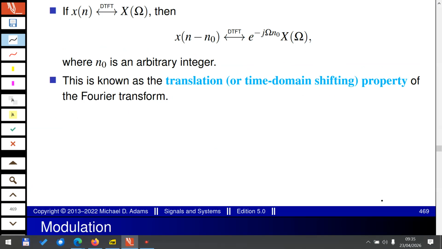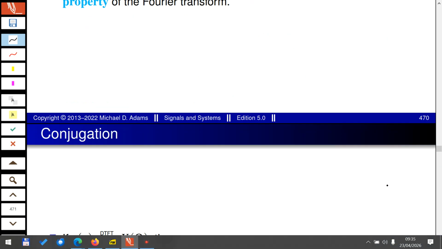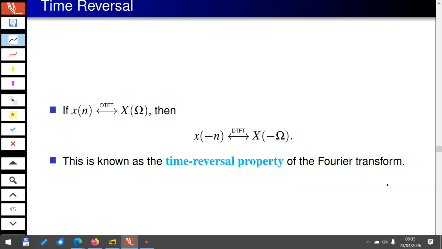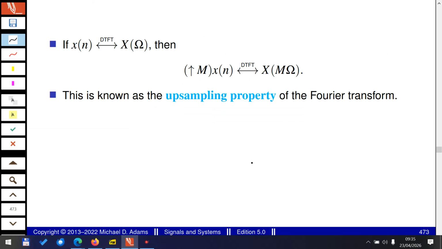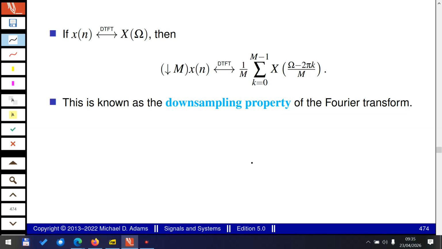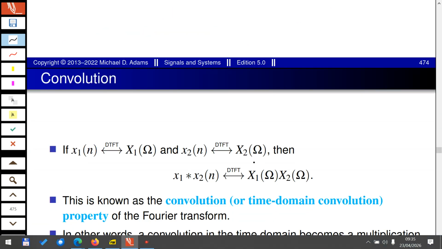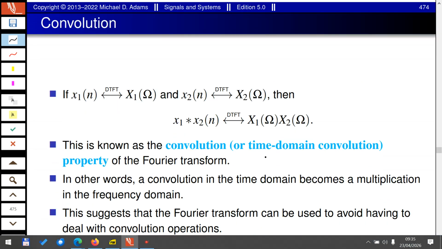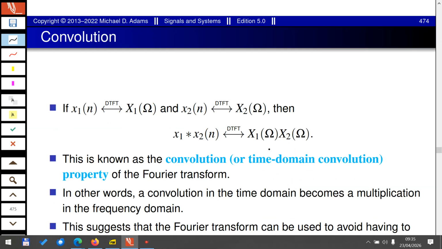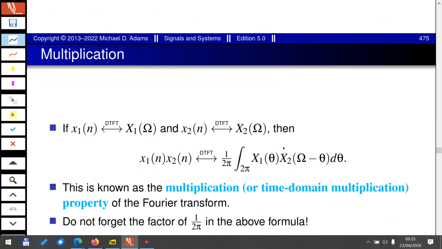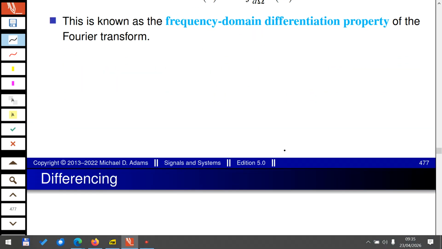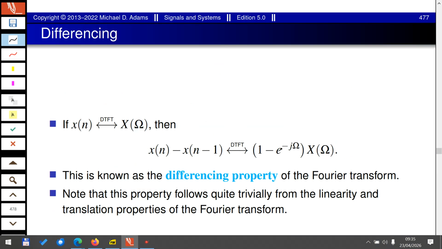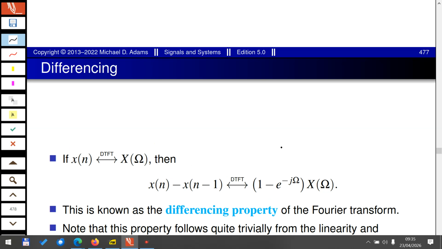And there are some other properties: modulation, conjugation, time reversal, upsampling. Upsampling is when you increase the number of samples, right? And downsampling, when you delete some of the samples and replace them with zeros. Convolution, multiplication, differencing. So differentiation in continuous time is replaced with differencing.